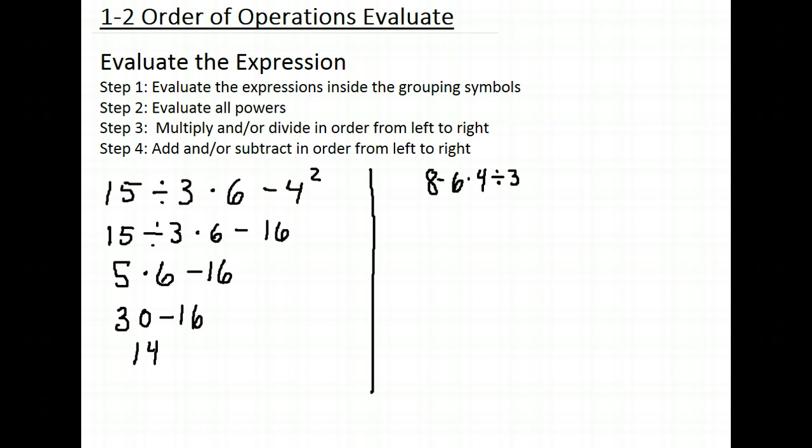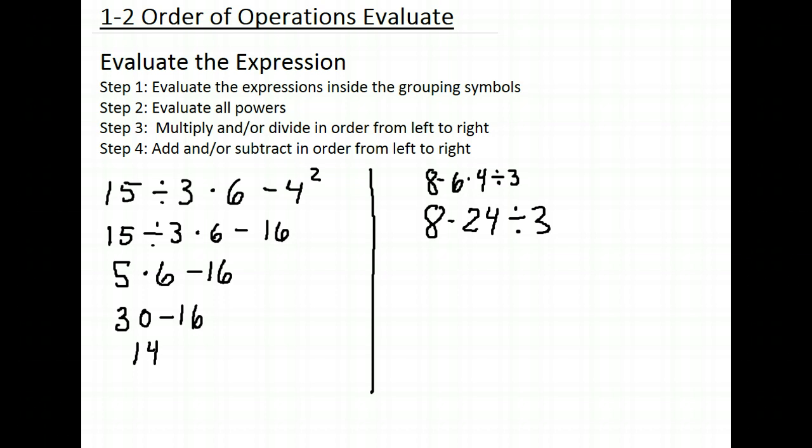We do have multiplication and division because our expression is 8 minus 6 times 4 divided by 3. So first things first, we have 6 times 4 right in the middle. So we take care of that. So we have 8 minus 6 times 4, which is 24, then divided by 3. So now we have 8 minus 24 divided by 3. The 8 minus 24, we don't do that quite yet, but we still have that division to take care of because we're working left to right.